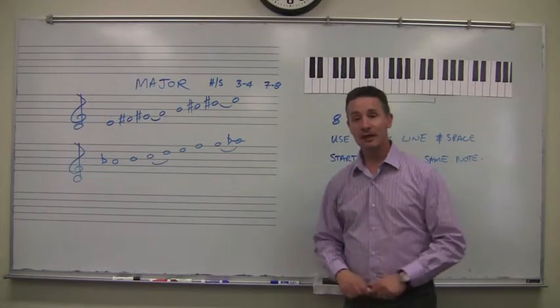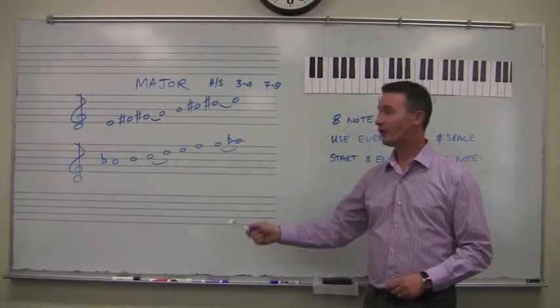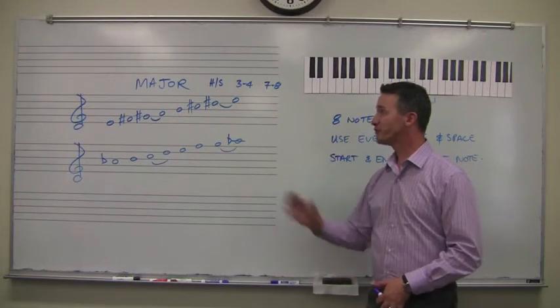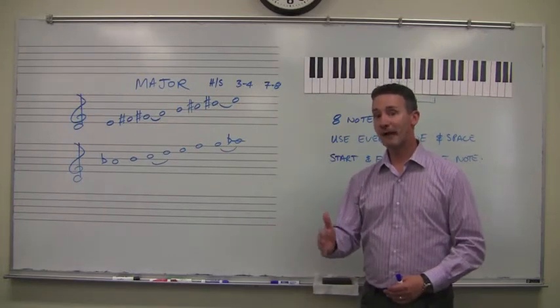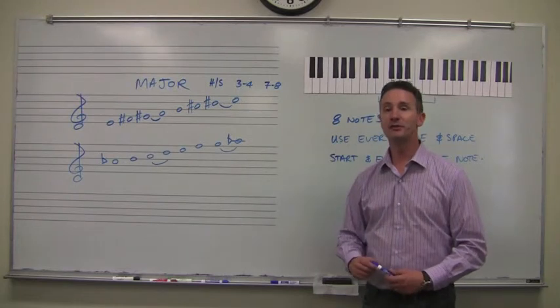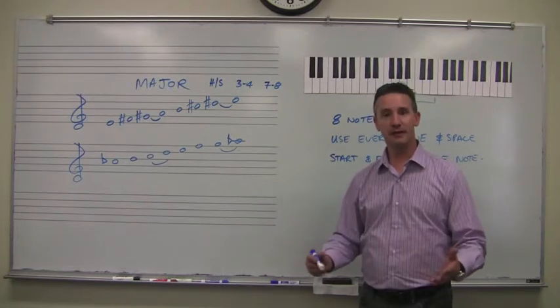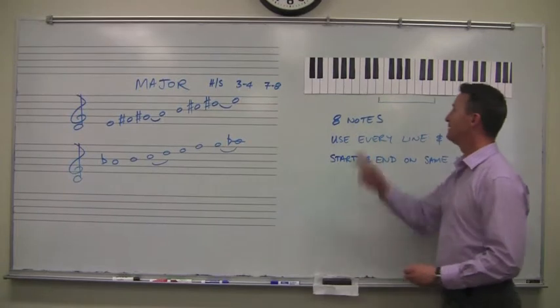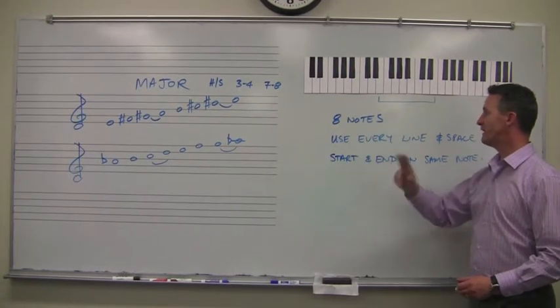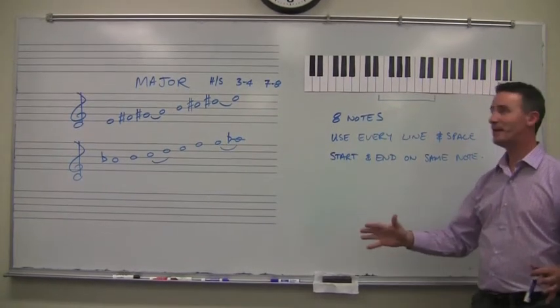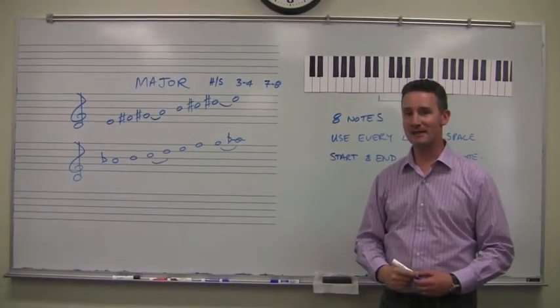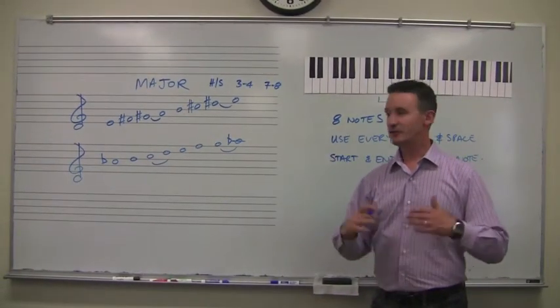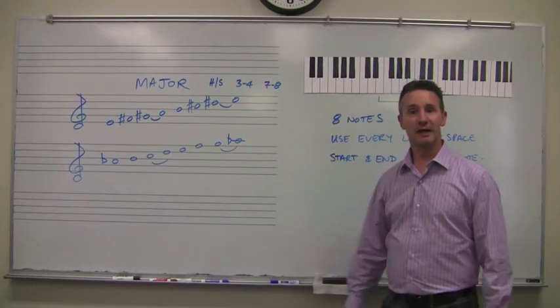What you need to do now is to start from a whole variety of different starting notes. Any one of the given pitches, start on some of the black notes. F sharp is a great one to do. E flat. Write out some scales that follow these criteria, that have 8 notes, use every line and space, start and end on exactly the same pitch name, and that have half steps between 3 and 4 and 7 and 8. Do that and you'll be in good shape with major scales.